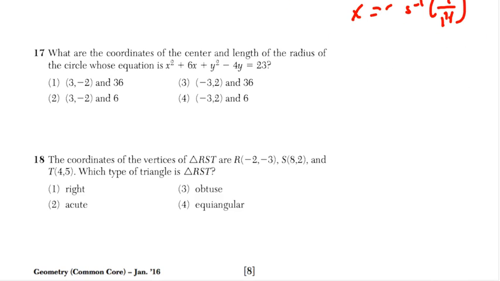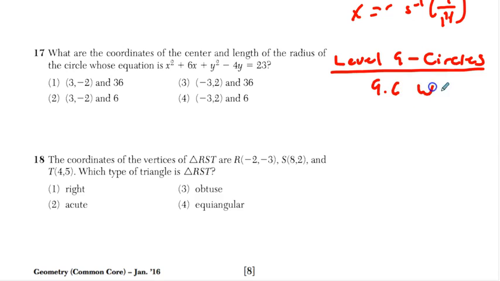Okay, check it on out. What are the coordinates of the center and the length of the radius in the circle with the equation x squared plus 6x plus y squared minus 4y equals 23? So first of all, this is level 9. Once again, this is talking about circles. And just so you know, if you're still having trouble finding the equations of circles, this is 9.6. Watch that if you want to learn how to do this skill.